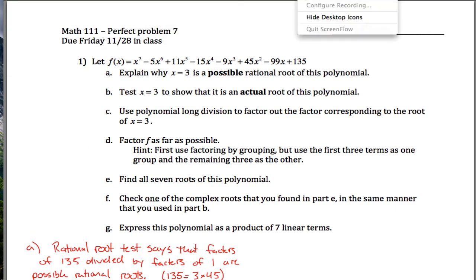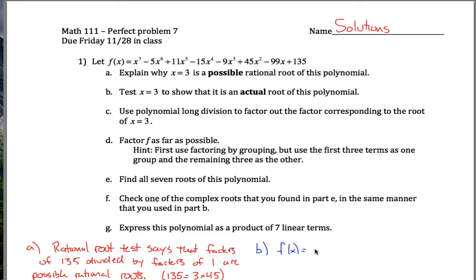Part B says test this root, x equals 3, to show that it actually works. So, okay, we can do that. Might want a calculator for this part. Our polynomial f of x is x to the 7th minus 5x to the 6th plus 11x to the 5th minus 15x to the 4th minus 9x cubed plus 45x squared minus 99x plus 135.